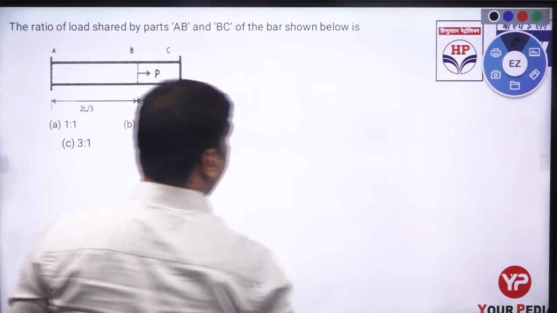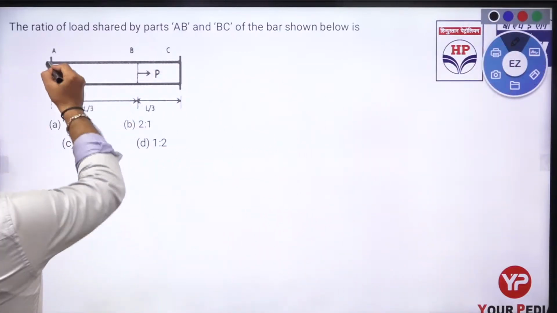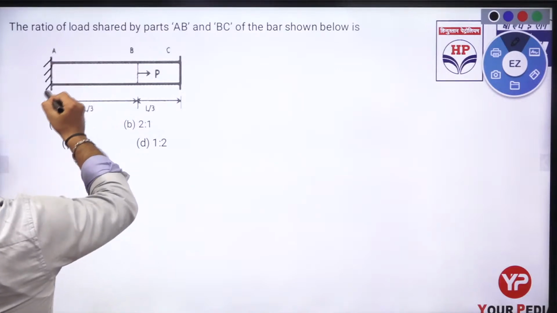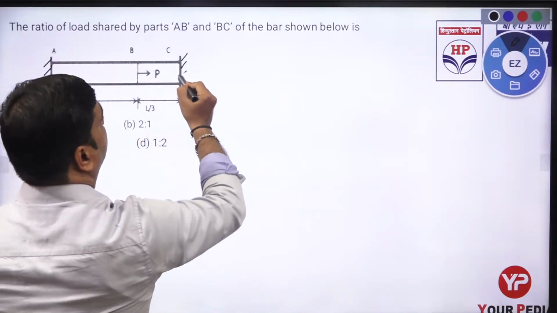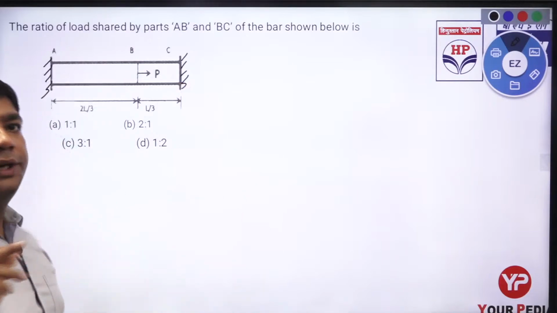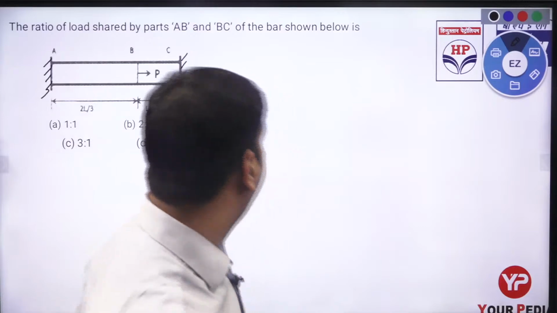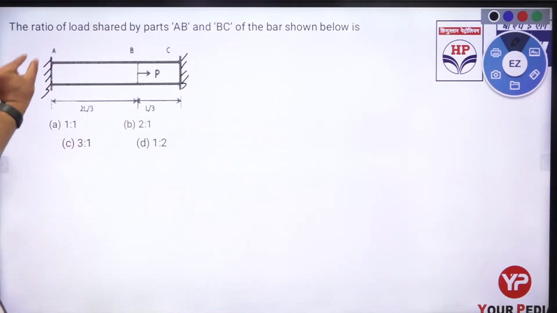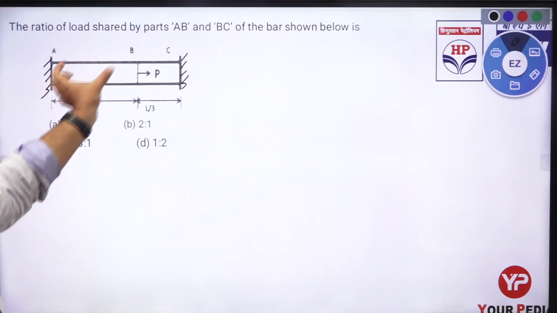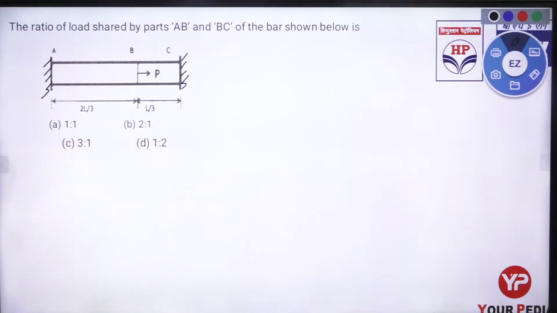There are two ways to solve this numerical. I am just telling the two methods: one is a shortcut and another one is a somewhat long one, okay? The question: the ratio of the load shared by the parts AB and BC of the bar as shown in the figure.